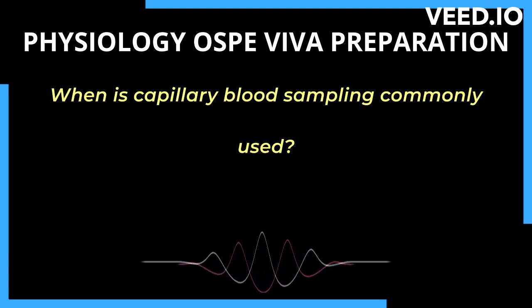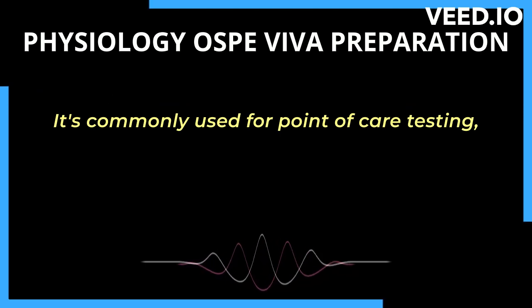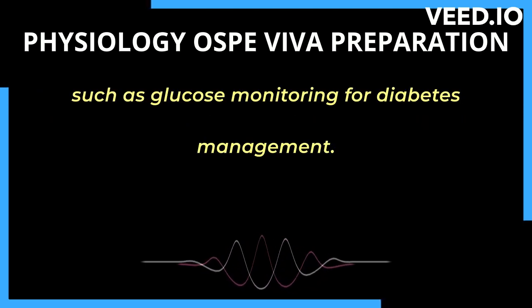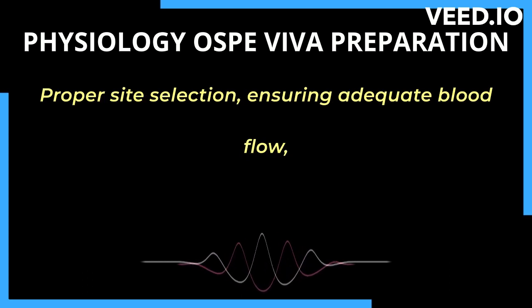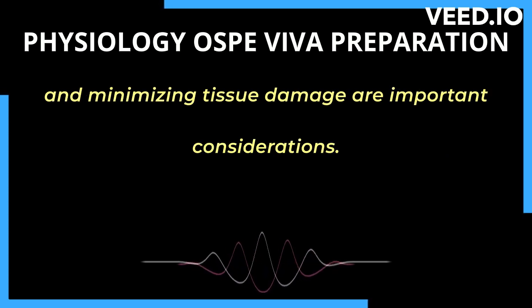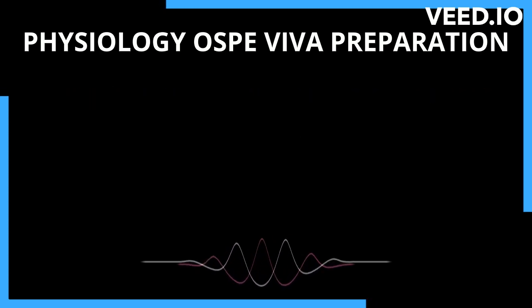When is capillary blood sampling commonly used? It's commonly used for point-of-care testing, such as glucose monitoring for diabetes management. What factors should be considered when performing capillary blood sampling? Proper site selection, ensuring adequate blood flow, and minimizing tissue damage are important considerations.